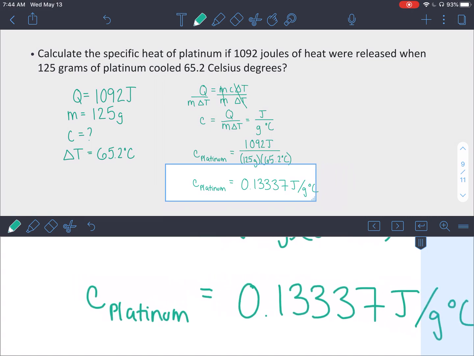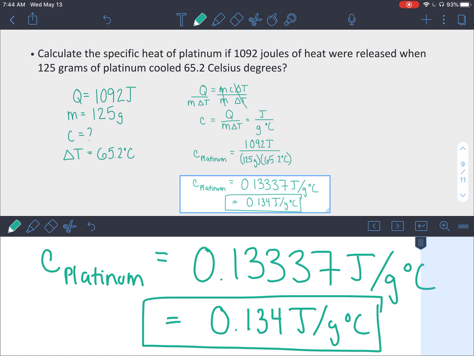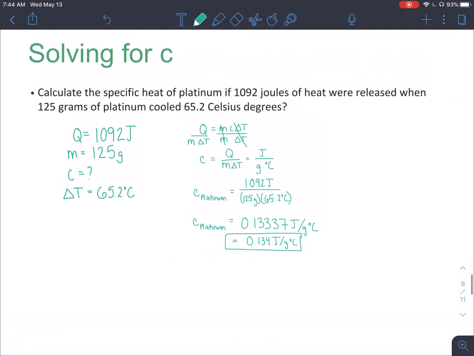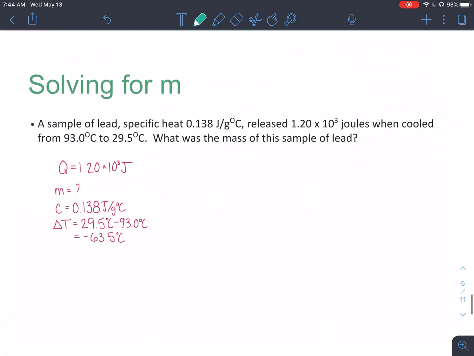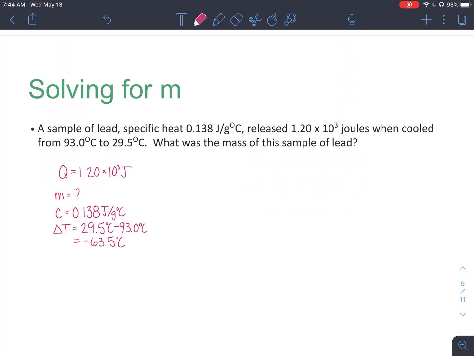Okay, but that is not written to the correct number of significant figures. If we round that to sig figs, our answer is 0.134 joules per gram degree Celsius. Okay, we have one more, and in this one we are solving for mass.